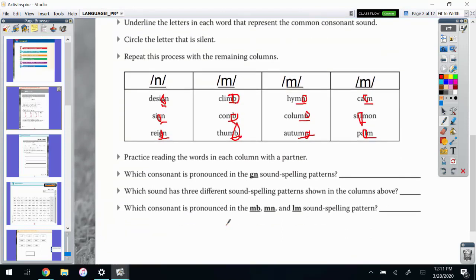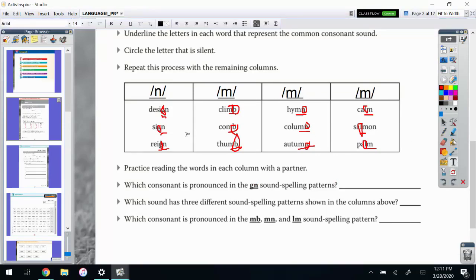Now let's answer these questions. Which consonant is pronounced in the GN sound spelling pattern? Let's look here. The design, sign, and rain all have GN. I know it's hard to tell with my circles. You don't hear the G, you only hear the N.